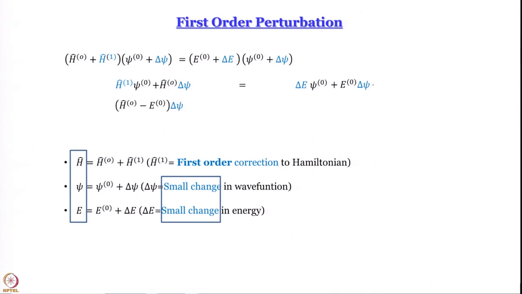So, we are going to left multiply this, but before that what we do is bring the terms in delta psi to one side: H 0th minus E 0th operating on delta psi plus the first order correction to the Hamiltonian operating on psi 0 gives us delta E multiplied by psi 0. Why are we doing this? Because we want to make delta E the subject of the formula. Now, we will do what we were saying: left multiply by the complex conjugate of the 0th order wave function and integrate over all space.